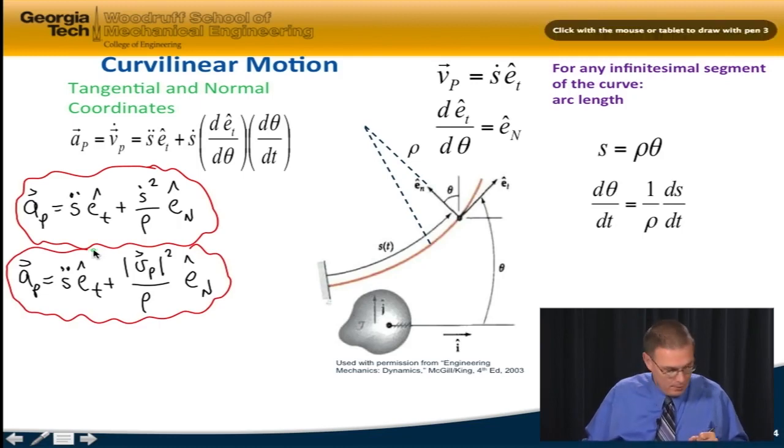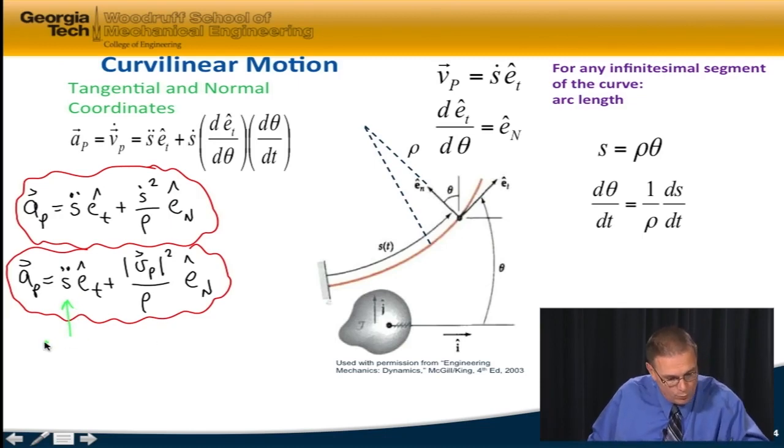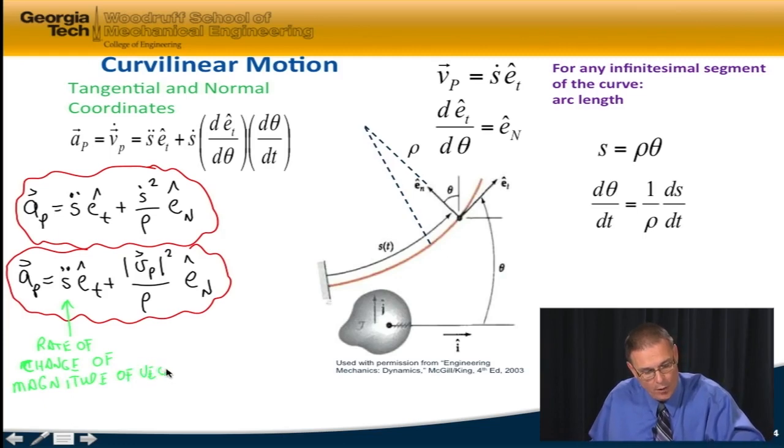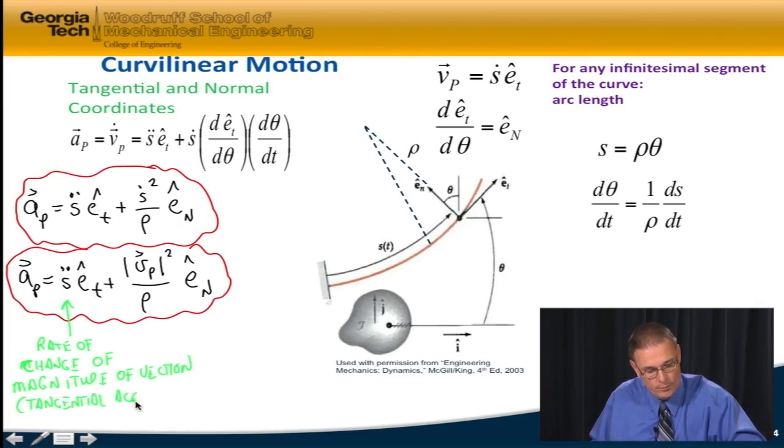And so this term is the rate of change of the magnitude of the velocity. So this is the rate of change of magnitude of velocity. And we call that the tangential acceleration because it's in the tangential direction. So this is the tangential acceleration.